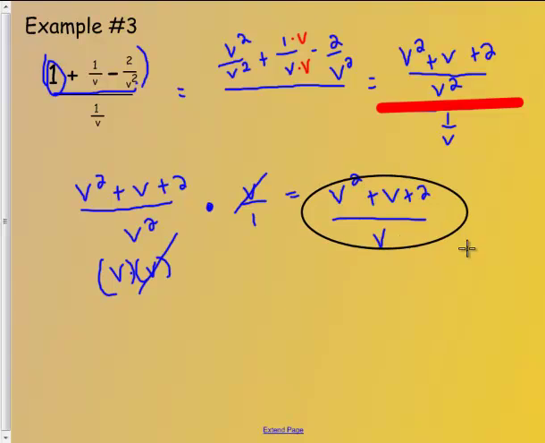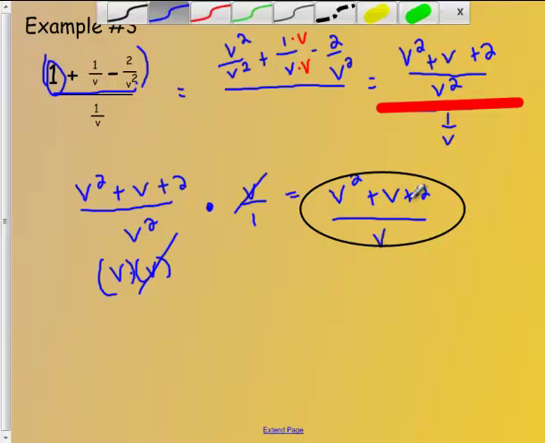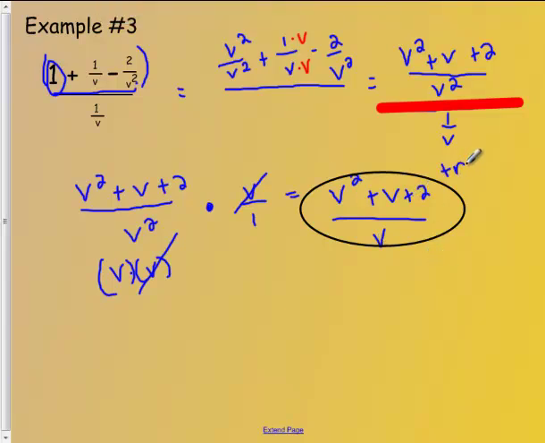And that's my final answer. Nothing more I can do. I can't cancel because this is a trinomial and this is a monomial. You can't cancel unless they're like.